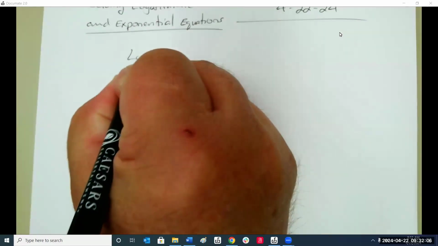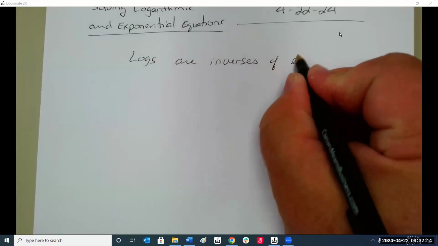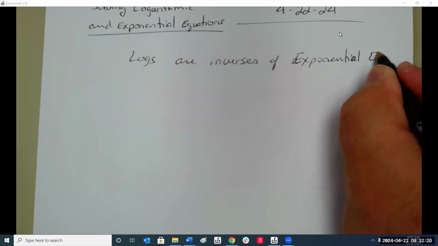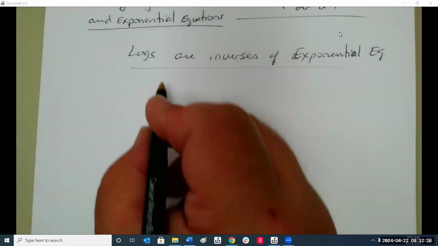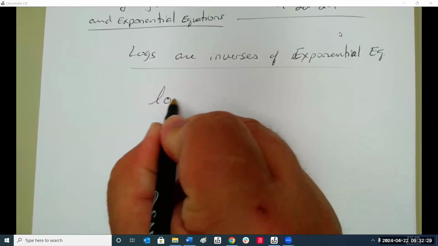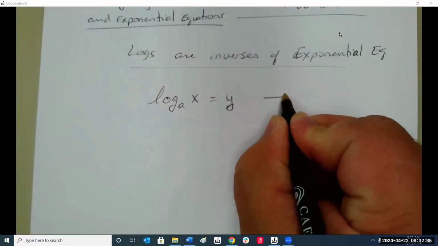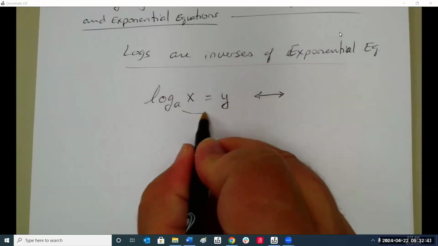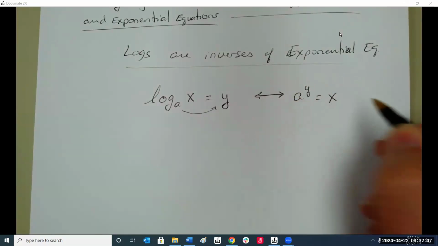Remember, logarithmic equations are inverses of exponentials. Equations. The conversion: the base pushes up the answer, and you're left with the argument.